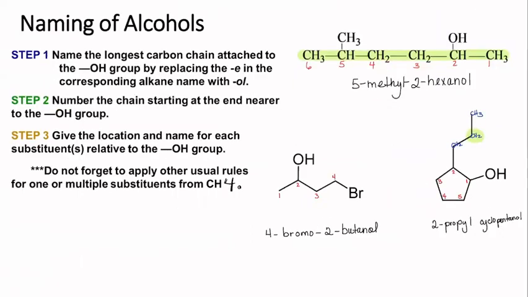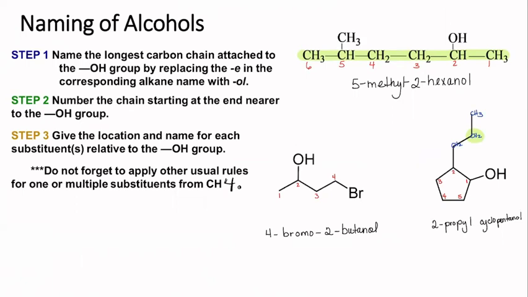Questions on naming alcohols? Should we do at least one more practice problem? Go ahead. I was just saying, for the OH, since it's coming off the 1, wouldn't it be 2-propyl 1-cyclopentanol, or do we not need to write it? That is an excellent question.